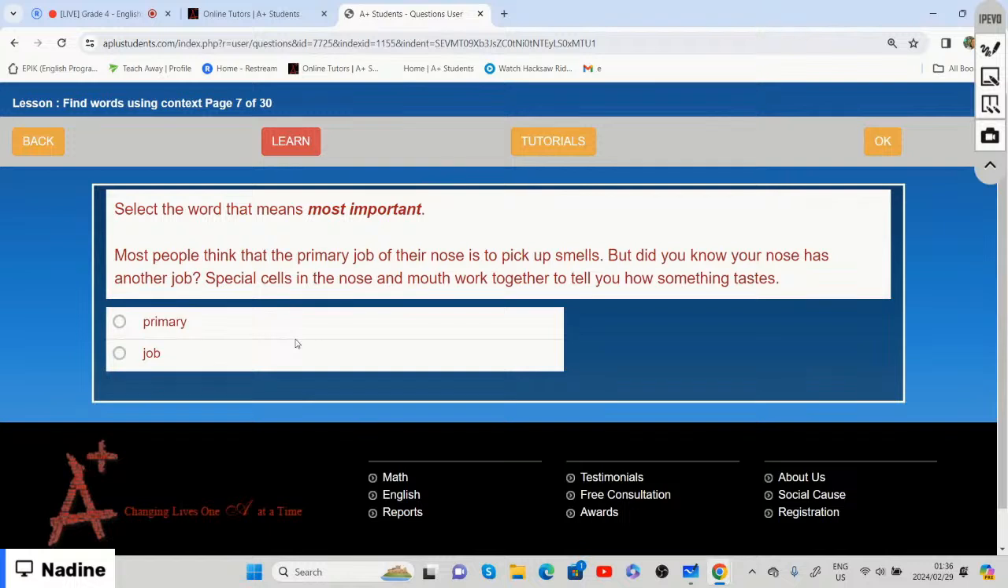So, most important. What is most important? Is it primary, or is it job? Most important people think that the primary job of the nose is to pick up smells. So we need to say what word means most important. Is it primary or is it job?